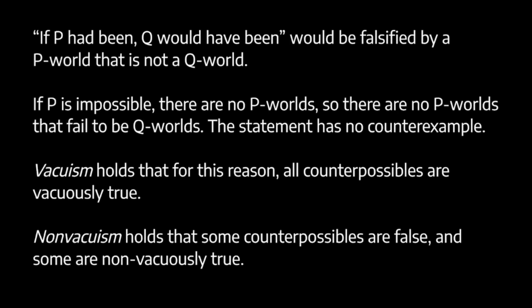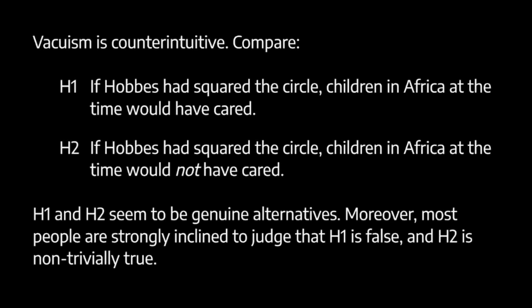Now, vacuism is fairly counterintuitive, I think. So, to see this, just compare these two counterpossibles. If Hobbes had squared the circle, children in Africa at the time would have cared. If Hobbes had squared the circle, children in Africa at the time would not have cared. I mean, we want to say something like this. It just seems obvious that the mathematical proofs produced by Thomas Hobbes made no difference to children in Africa at the time. Children in Africa at the time had no idea what Hobbes was doing. And even if they did have any idea what he was doing, they probably cared about other things.